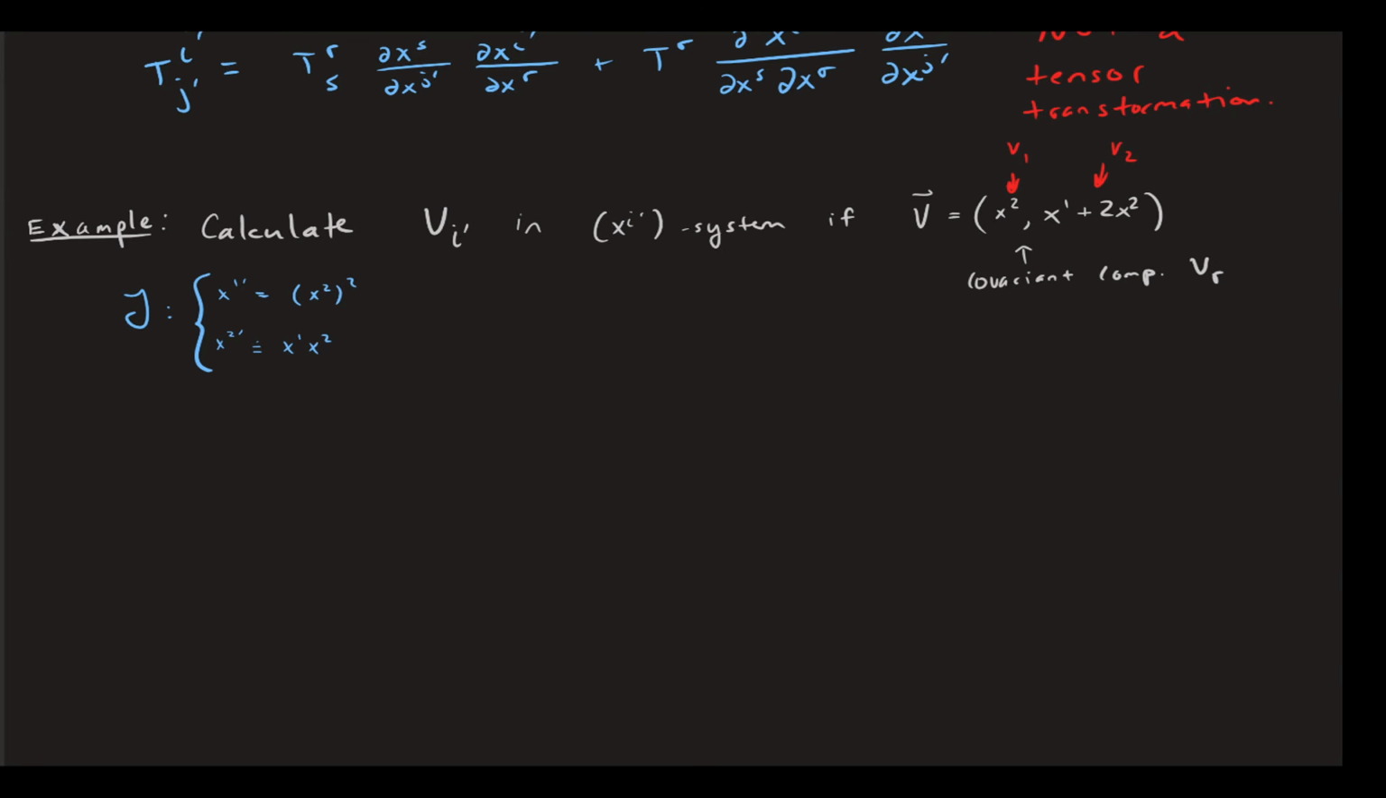So what is the Jacobian? Jacobian is going to be 0, 2x2, x2, x1.